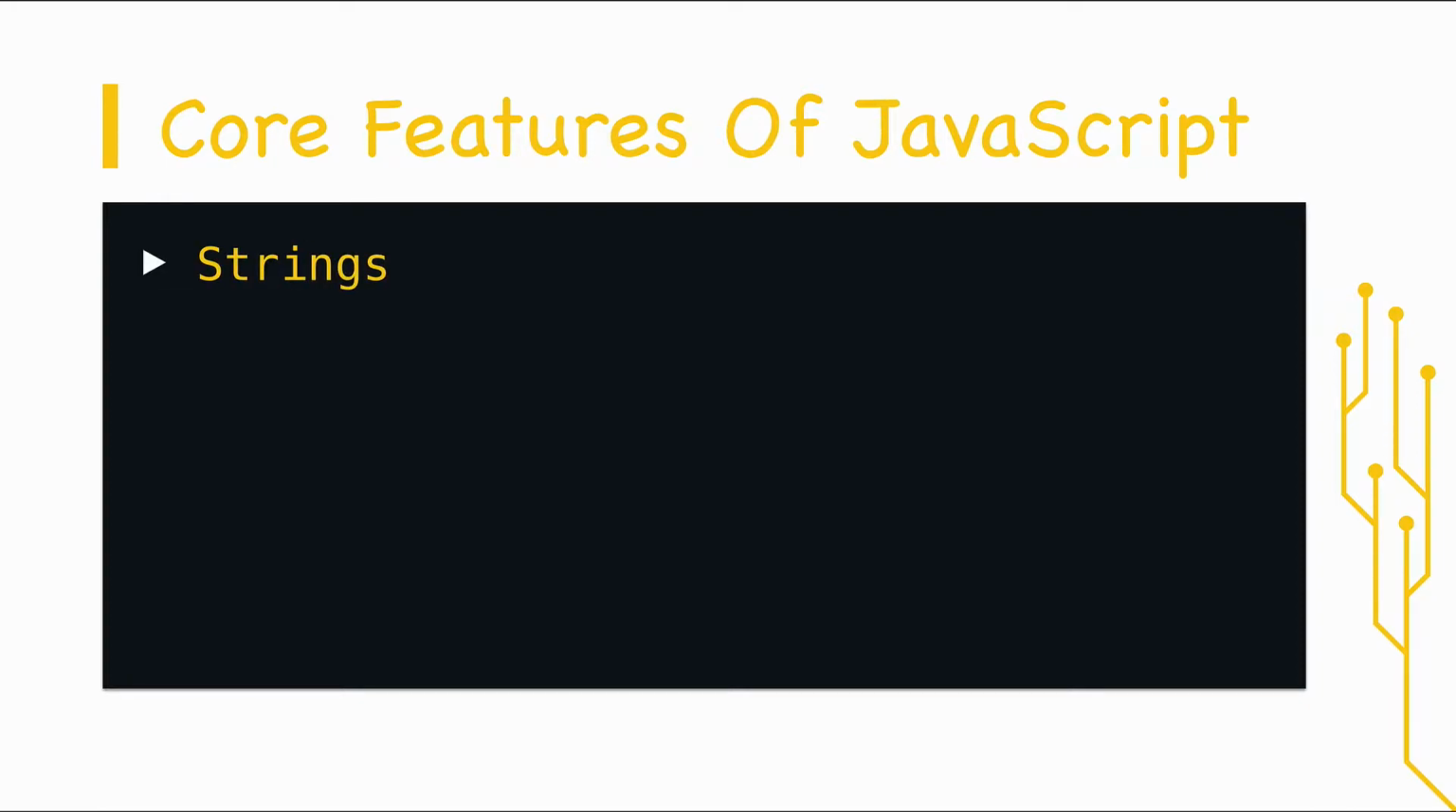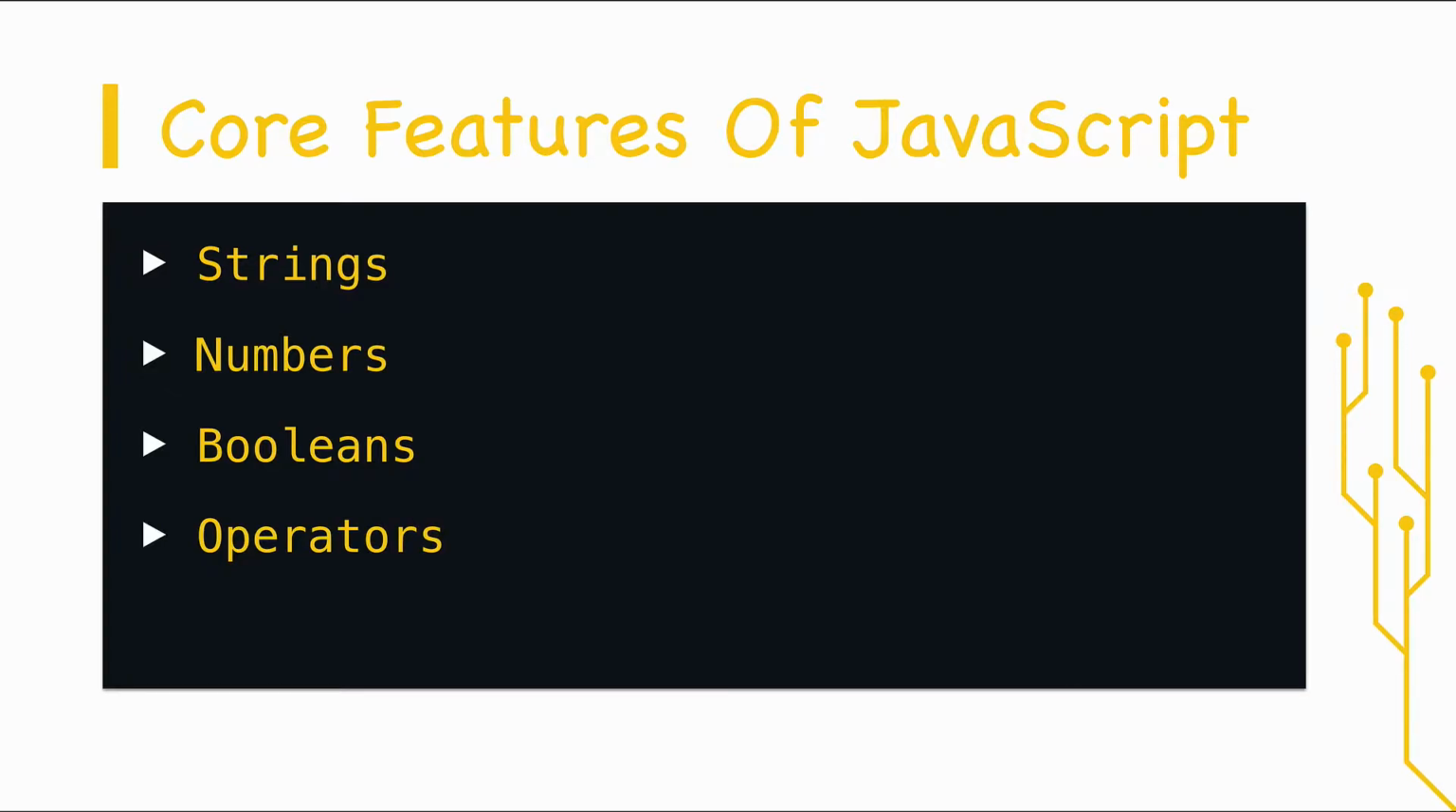So the first core feature that you'll be learning about JavaScript are strings. Strings inside JavaScript is used to represent normal text. Then you're going to be learning about numbers. Now numbers are used to represent numerical values inside JavaScript. Then you learn about Booleans, another core feature of JavaScript, which are used to denote true or false, positive or negative, 0 or 1 values. You'll also learn about operators, which are used to do mathematical and numerical calculations inside JavaScript. We'll also learn about variables, which are used as containers for storing values.